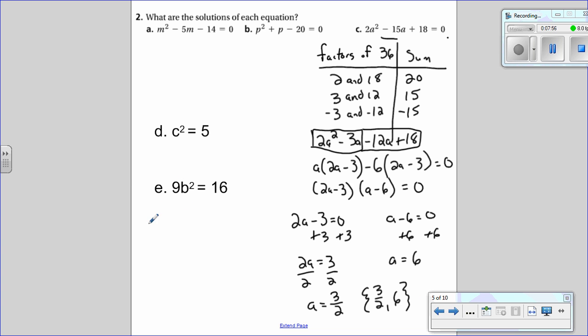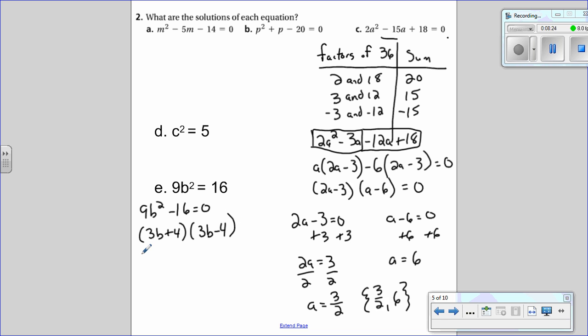What about, say, something like E? For E, what I want to do is get it in standard form first. So I want to subtract 16 from both sides. Now it's in standard form. And now I factor it. Well, I know that these are both perfect squares. This is 3b and this is 4. And so from our special cases, we know that it's going to factor to 3b plus 4 and 3b minus 4.